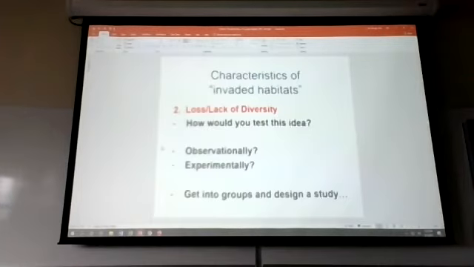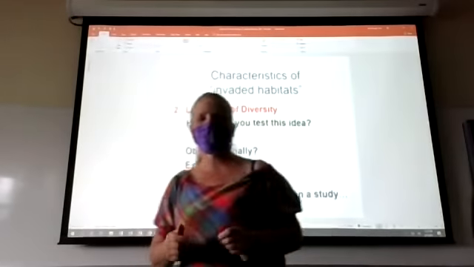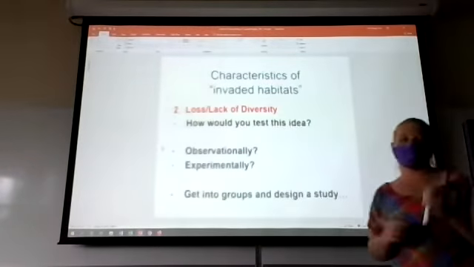So maybe you just go to an observational study where you go out and throw out some plots, count up the species, and you say, okay, there's this many species total, this many are native and this many are invasive, and look at invasive and biodiversity, right? So that's a really great way to do that.